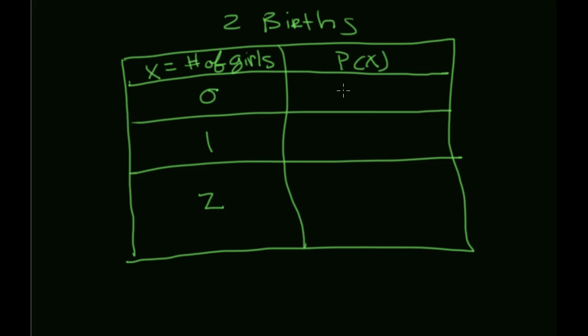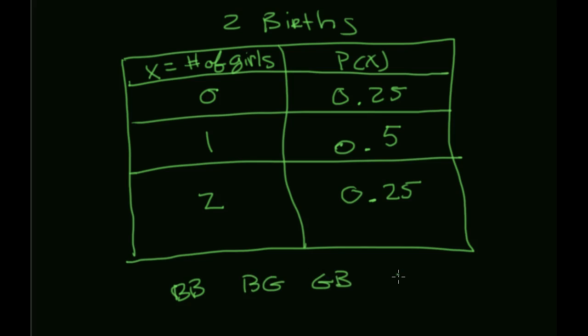Okay, the classical probability of having no girls would be 25%. The classical probability of having 1 girl would be 50%. And the classical probability of having 2 girls is 25%, right? Because if you think about this, it's boy-boy, boy-girl, girl-boy, girl-girl, right? 1 in 4, no girls. 2 in 4 have 1 girl. 1 in 4 has 2 girls.